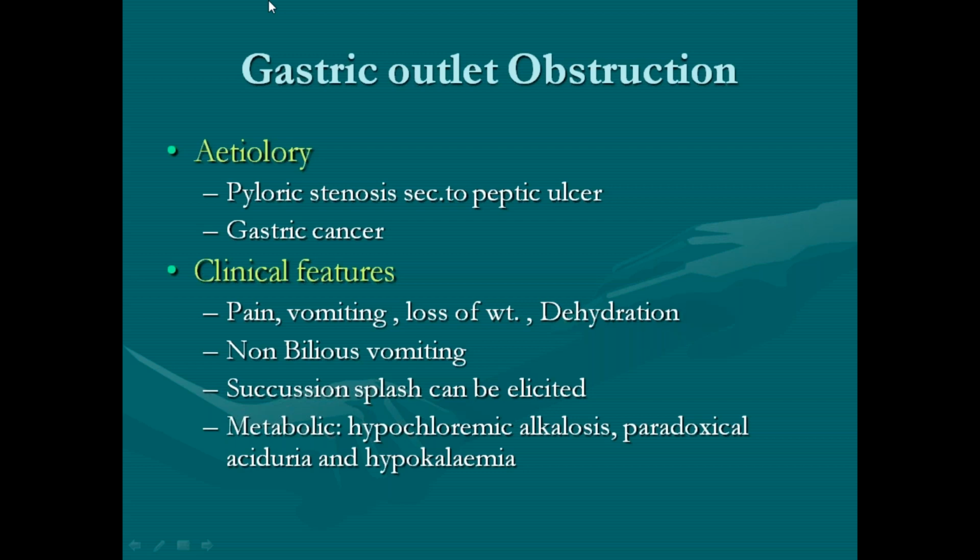So remember one thing, here the vomiting is always non-bilious, there is no bile staining, because the obstruction is above D2. So non-bilious vomiting, unremitting pain in the abdomen, the patient can present with dehydration leading to loss of weight, and with a previous history of peptic ulcer. These are all suggestive of chronic peptic ulcer.